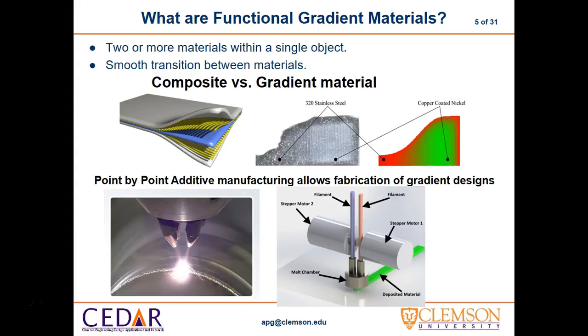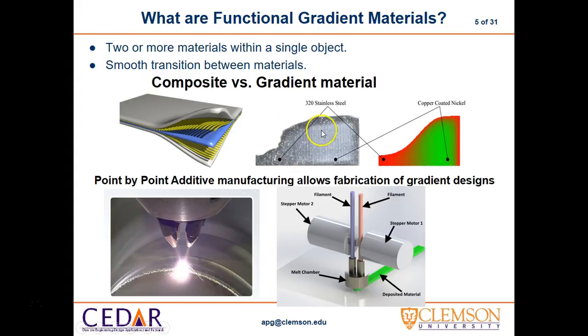So what exactly are functionally gradient materials? A functionally gradient material is when you have two or more materials within a single object, and this is similar to composites, but it's very different as well. So we want to take advantage of diverse properties from different types of materials, but instead of having just a single layer of one material and then a single layer of the next, we want to have a smooth transition.